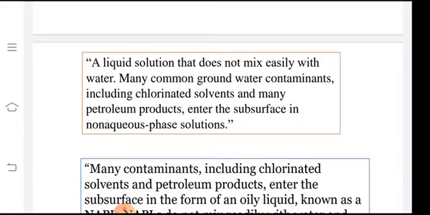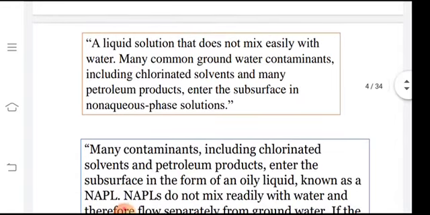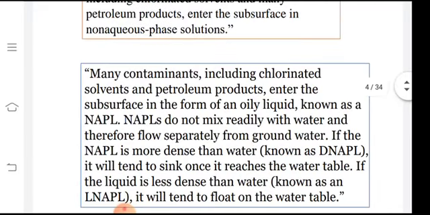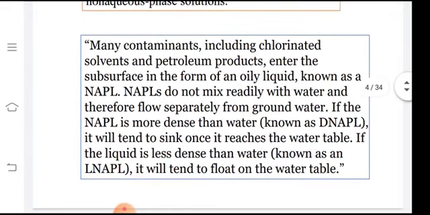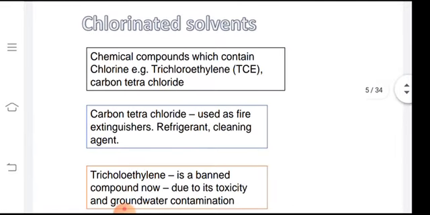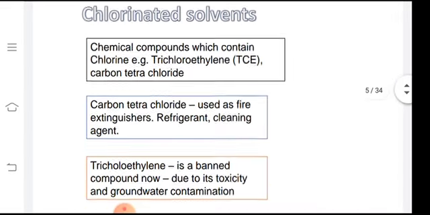A NAPL is a liquid solution that doesn't mix easily with water. Many common groundwater contaminants, chlorinated solvents, petroleum products, are all included in non-aqueous phase liquids. These are the types. How they will behave is important, and we will talk about them.